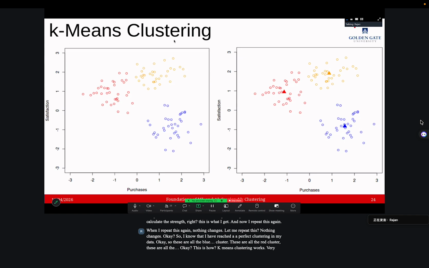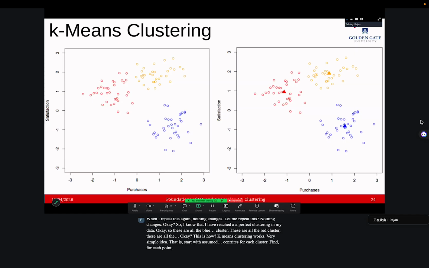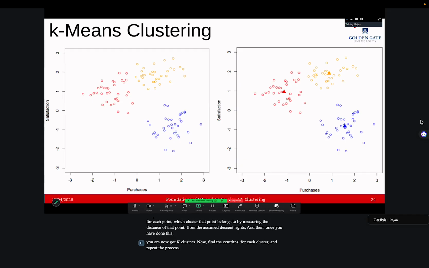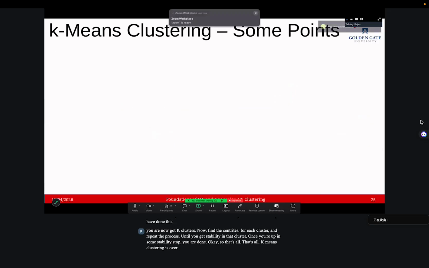Very simple idea. Start with assumed centroids for each cluster. Find for each point which cluster that point belongs to by measuring the distance of that point from the assumed centroids. Once you have done this, you have now got k clusters. Now find the centroids for each cluster and repeat the process until you get stability in the clustering. Once you have obtained some stability, stop, you are done. So that's all. K-means clustering is over.